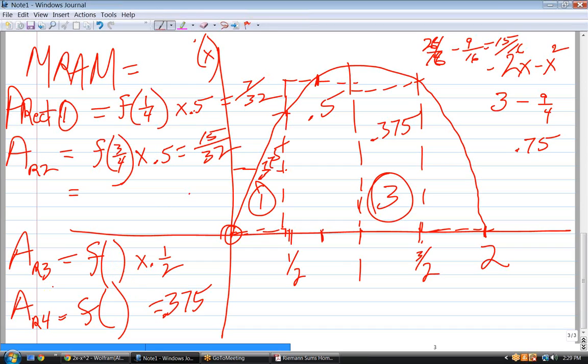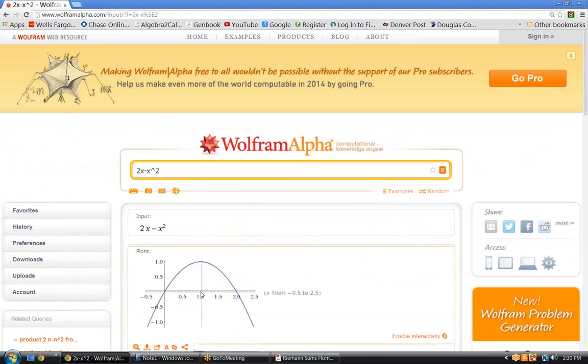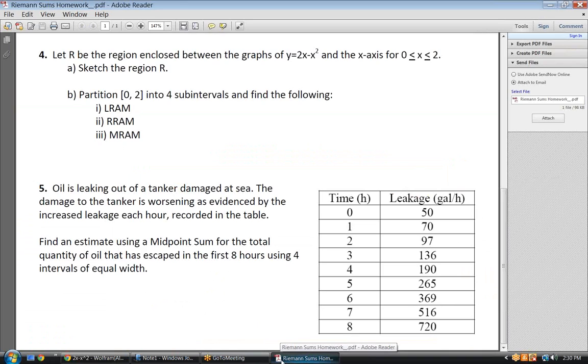Area of rectangle 3 should be the same, right? In other words, this should be exactly the same rectangle. We have complete symmetry about x equals 1. If we look at this graph, you'll notice that the axis of symmetry is 1. So that rectangle has to be the same.